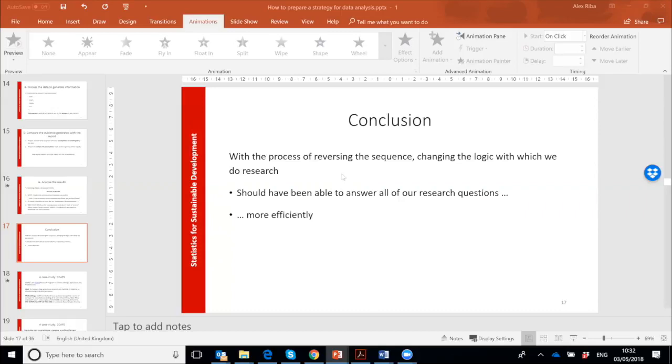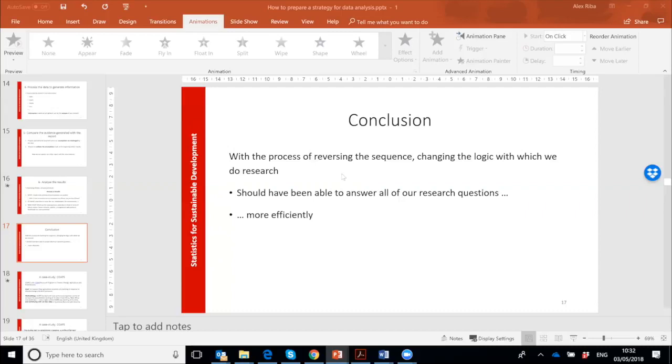Maybe the figures in the table are not those that you thought right at the beginning, but at least you have the information that may challenge or may validate your assumptions. The thing is, if you don't do this right at the beginning, chances are that at the end you won't have the information that allows you to answer this question.